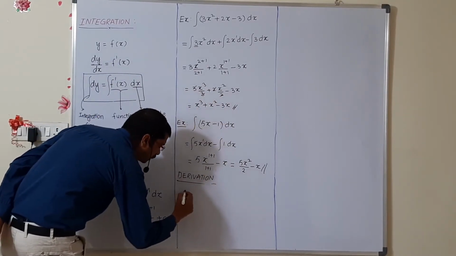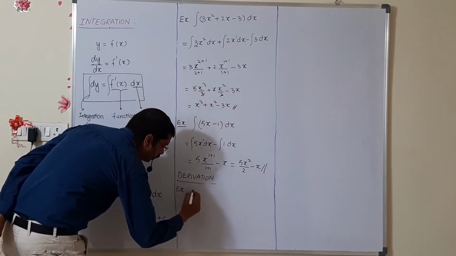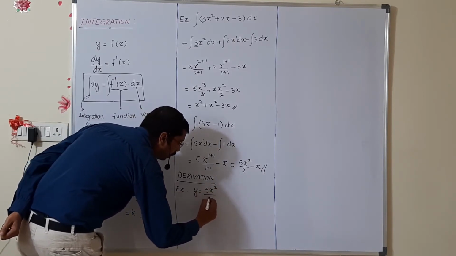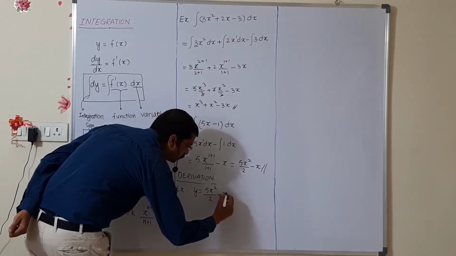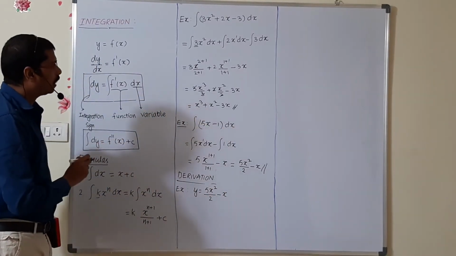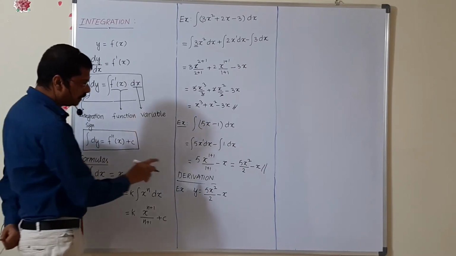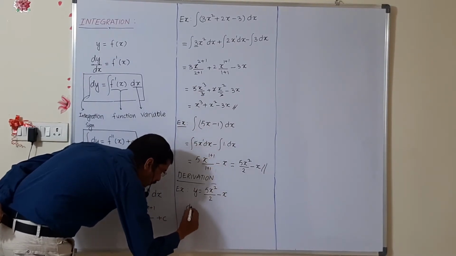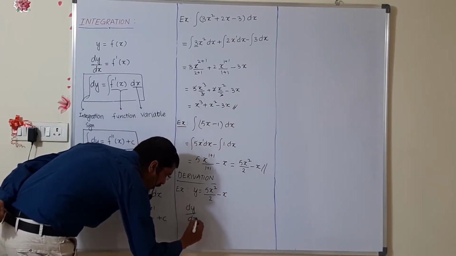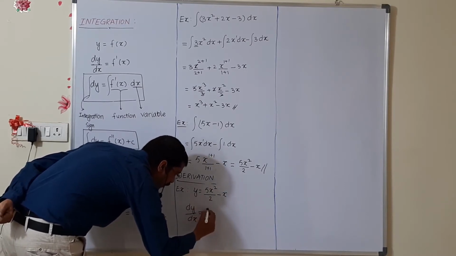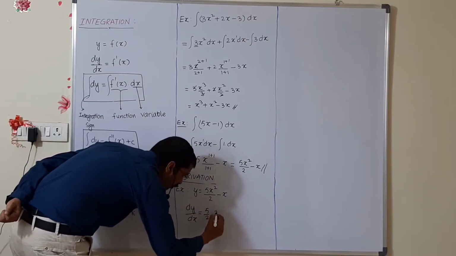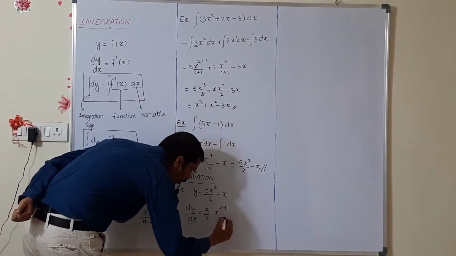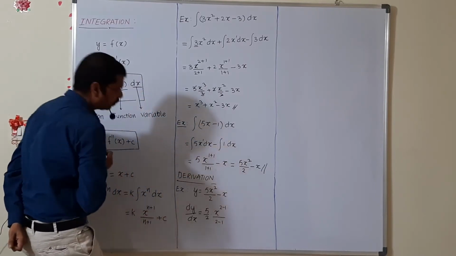The final equation, what is that? y equals 5x square upon 2 minus x. Okay, this is the formula we got. This formula we have to differentiate. Now tell me, do the differentiation. dy upon dx means 5 by 2 is a constant and the x power should be reduced. Here the expression n minus 1 is 2 minus 1 upon 2 minus 1.